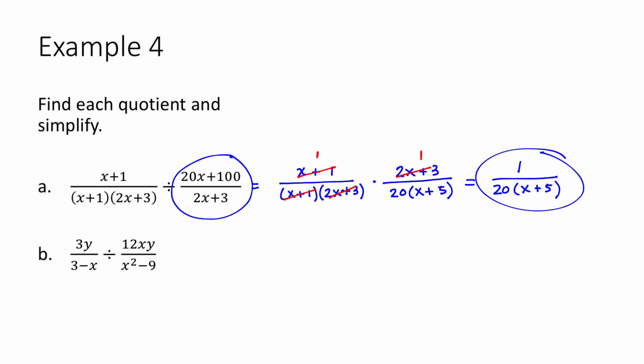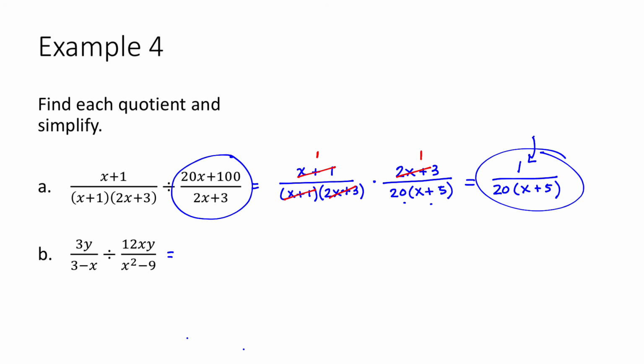Watch out for that 1 in the numerator, that you don't just drop that completely and answer 20 times x plus 5. So the 20 times x plus 5 was in the denominator. There's no reason why it would move up to the numerator in that problem.